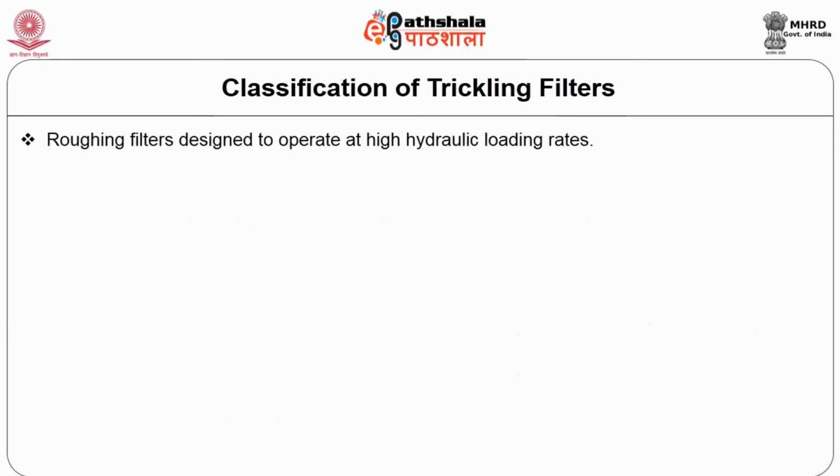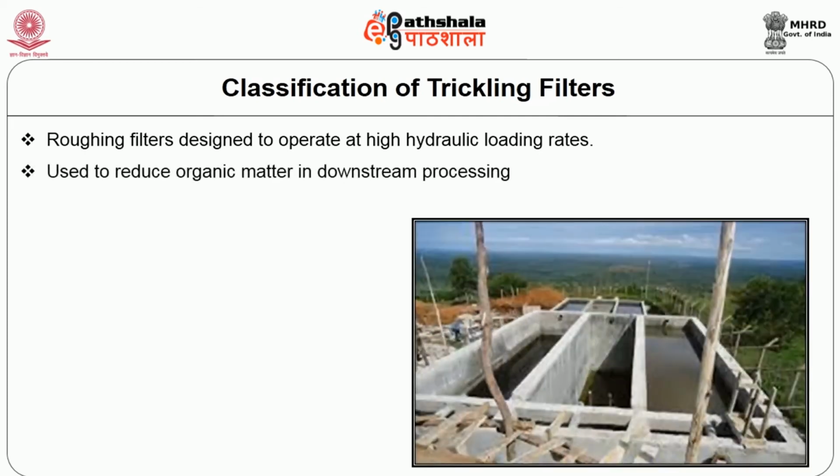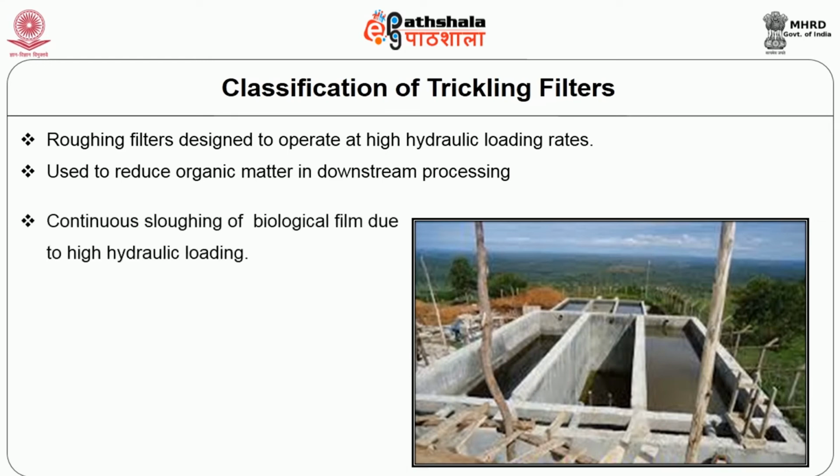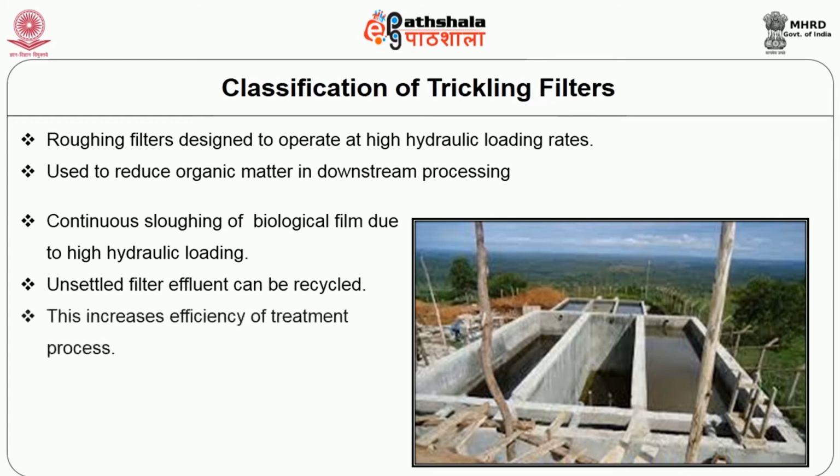Among all these filters, the roughing filters are a special type of trickling filter designed to operate at high hydraulic loading rates. These filters are commonly used to reduce organic matter in downstream processing and along with that for nitrification applications. Due to the high hydraulic loading there is continuous sloughing of the biological film. In such a case the unsettled filter effluent can be recycled, and this increases the efficiency of the treatment process.